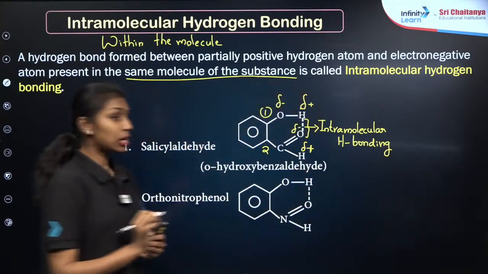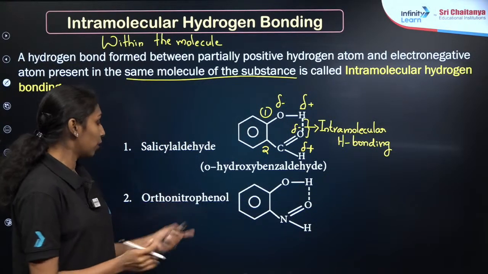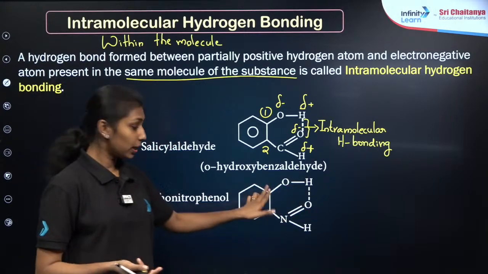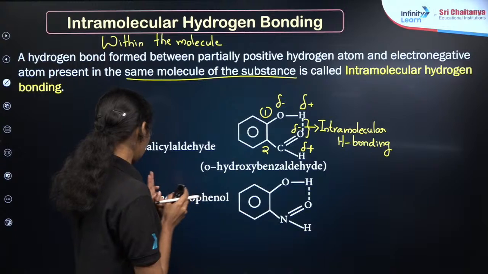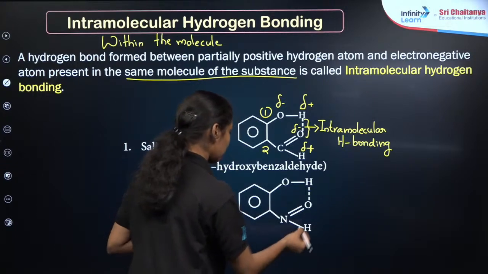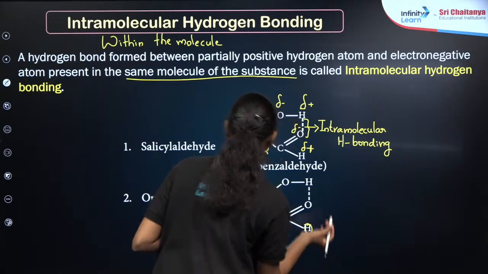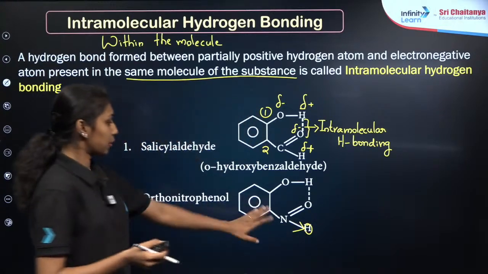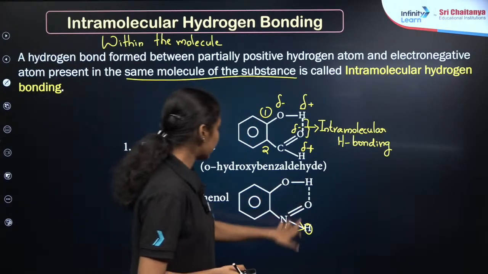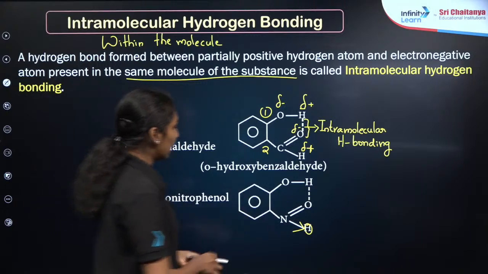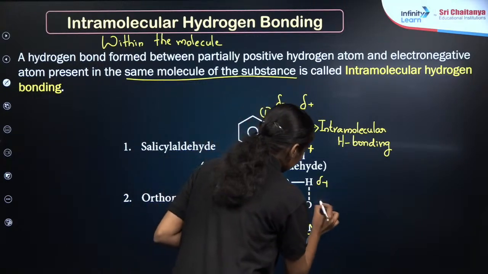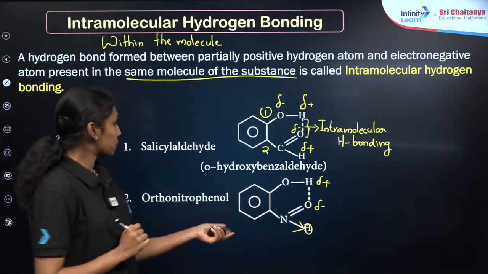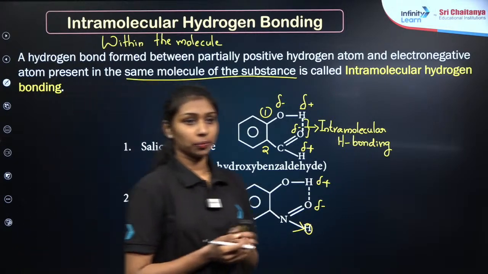Okay, another example is orthonitrophenol. Ortho position, right? OH means the phenol group. In the ortho position it has a nitro group, the group NO2, right? OH and NO2. So in orthonitrophenol, again delta plus and delta minus exist within the molecule, so it experiences intramolecular hydrogen bonding.